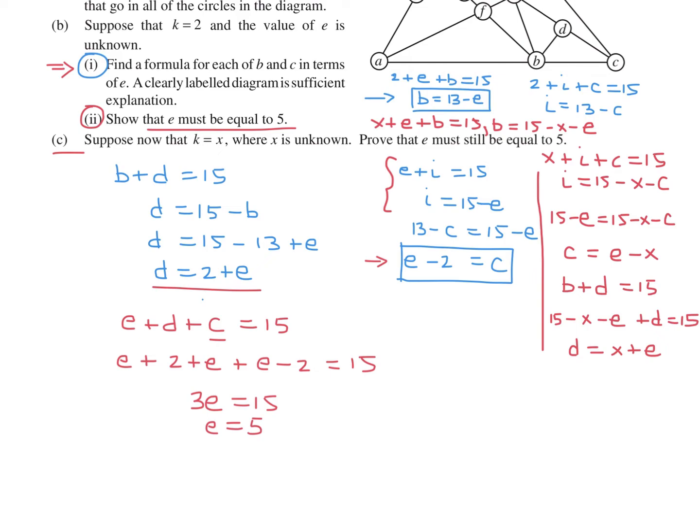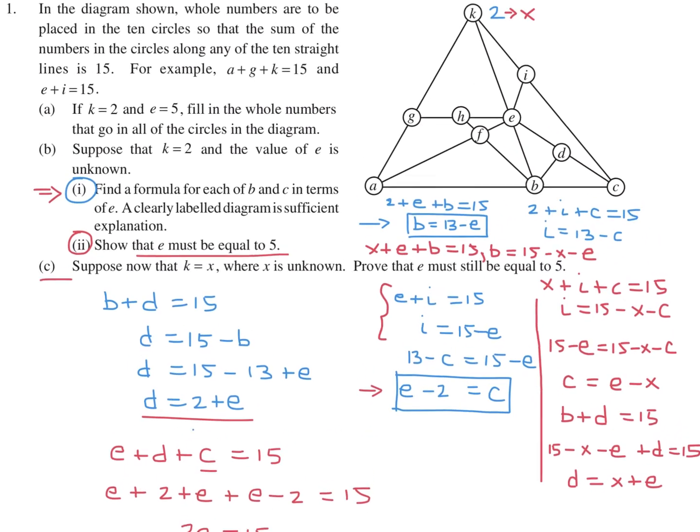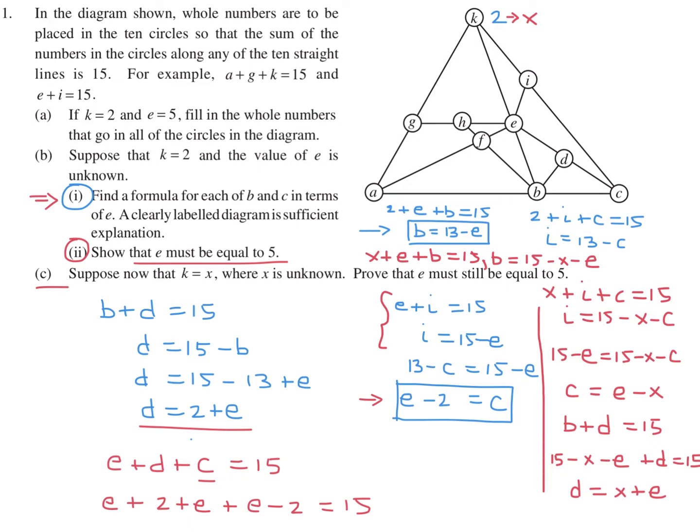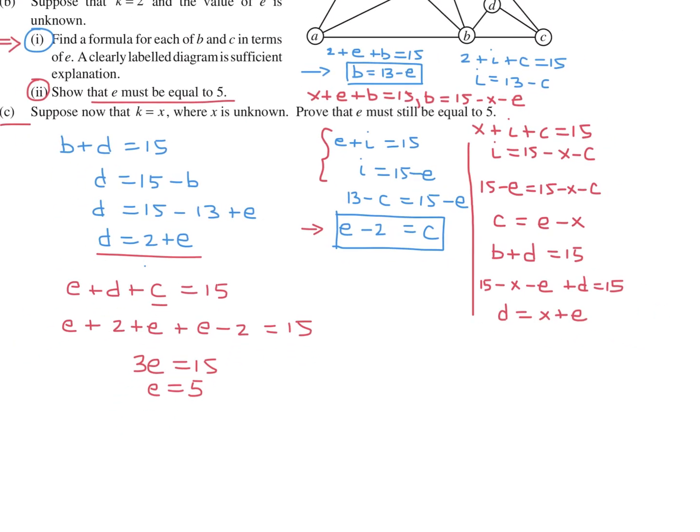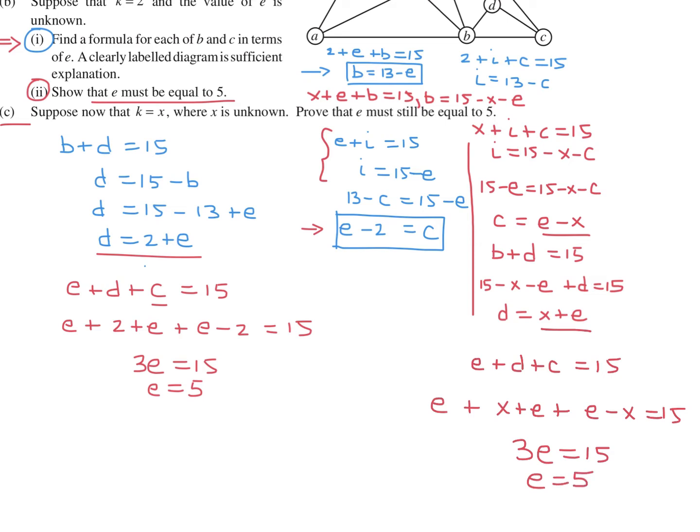Now we have one final line, this one: E, D, and C. E plus D plus C is 15. Let's make our substitutions. E, we just leave it alone. D is here, X plus E. C is here, E minus X. That is 15. Looks like the X's cancel, 3E is 15, and E again is 5. So we have shown that E is still equal to 5 when K is equal to X.